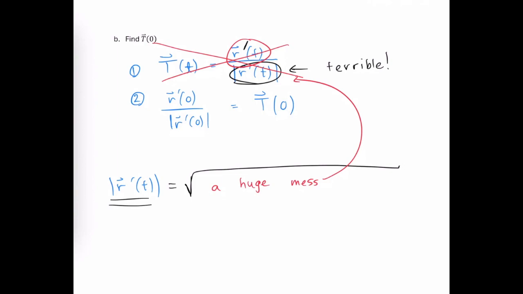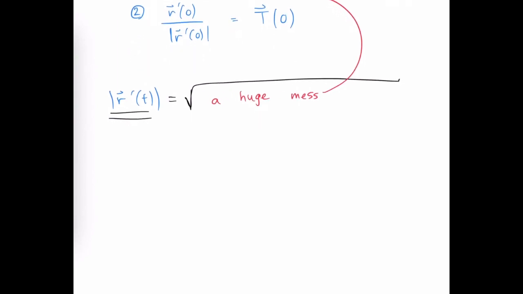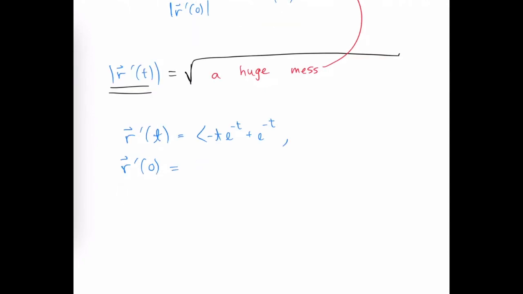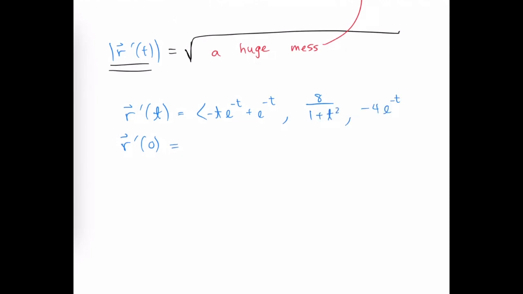Let's not do that. Let's instead determine what the derivative function evaluated at 0 would be. As a reminder, our derivative vector function was negative t e to the negative t plus e to the negative t as the x component, 8 over 1 plus t squared as the y component, and negative 4 e to the negative t as the z component. When we plug 0 into that, we're going to get 0 plus 1 right here, so that's going to give me 1 as my x component. Plugging 0 into the parameter here, I'm going to get 8 over 1, which is going to be 8. Plugging 0 into the parameter here, I'm going to get negative 4 times 1, which is going to be negative 4.